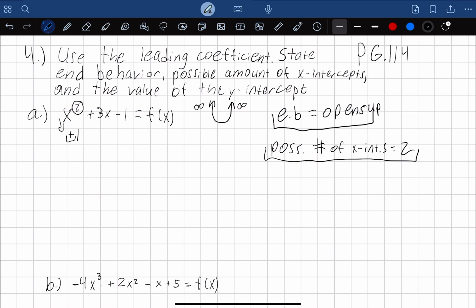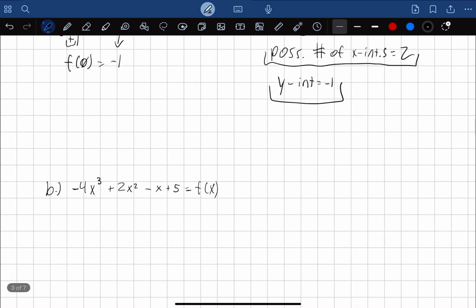And as for the value of the y-intercept, we just do f of 0, which is going to be equal in this case to negative 1, which means we have a y-intercept at negative 1, and that is all of our answers to this question.